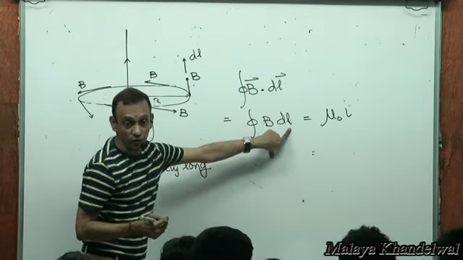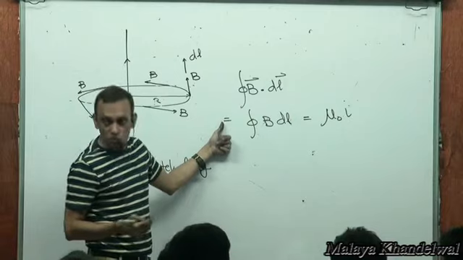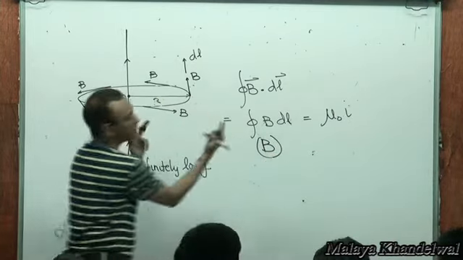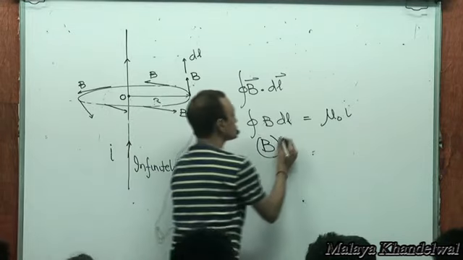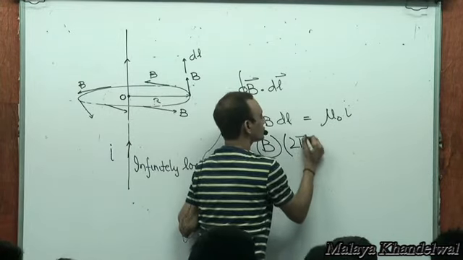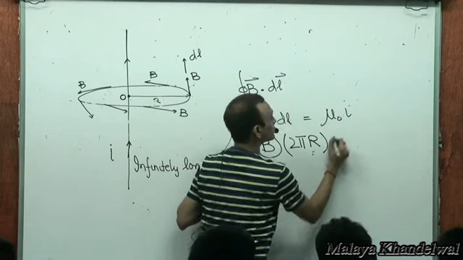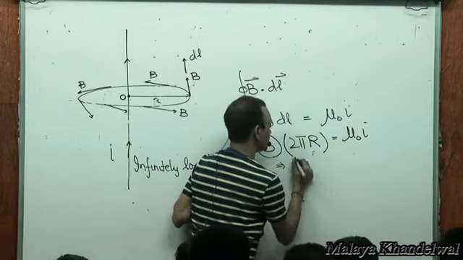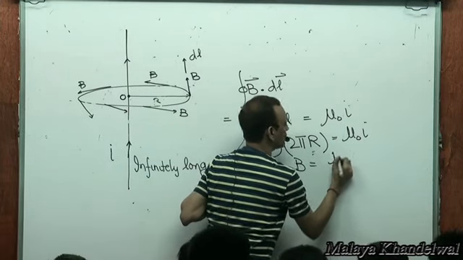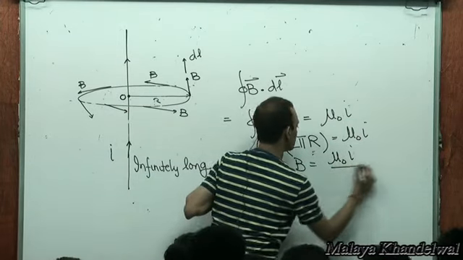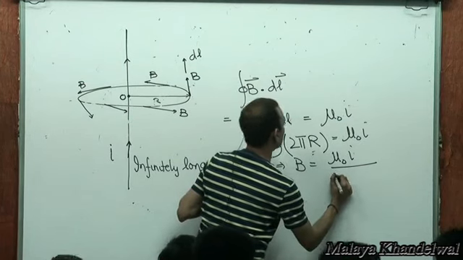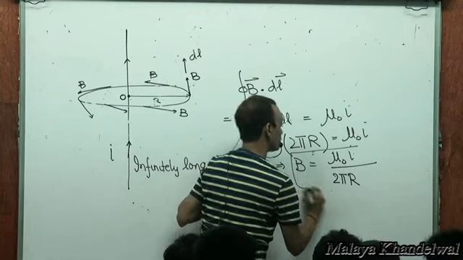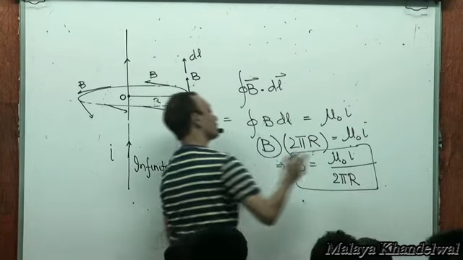Since B is the same for all dl's in magnitude, it will come out of the integral. So B into integral dl would be the circumference of this loop, which is 2 pi r. That's going to be mu naught times I enclosed. So B then, as you would expect, and as computed earlier using integration, would be mu naught I by 2 pi r. Right?